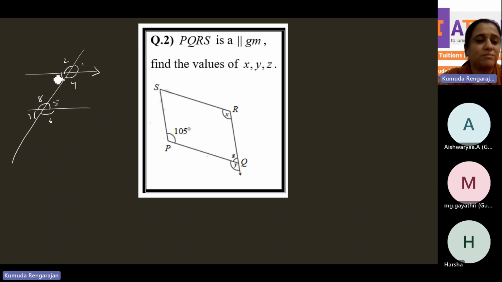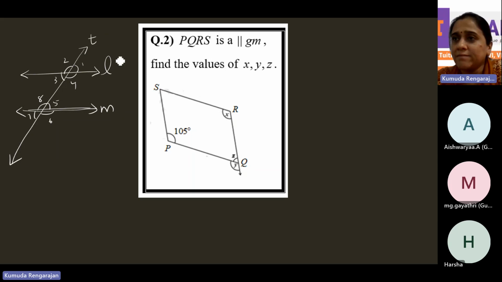All right. Now these are parallel lines. L and M are parallel lines intersected by a transversal T. Now, in such a situation, we can see 8 angles being formed. 8 angles are formed around the transversal. You can see 8 angles sticking to the transversal.